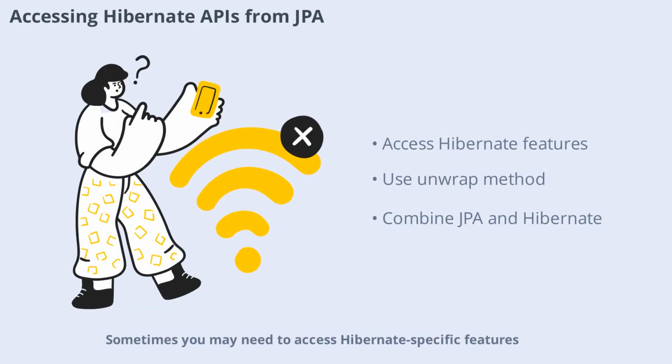Sometimes you may need to access Hibernate-specific features while working with the standard JPA entity manager. JPA provides an unwrap method that lets you obtain the underlying Hibernate session or session factory. This gives you access to proprietary features like streams and optional support. Simply call unwrap on your entity manager or entity manager factory, passing in the desired class. This flexibility allows you to combine the simplicity of JPA with the power of Hibernate when needed.